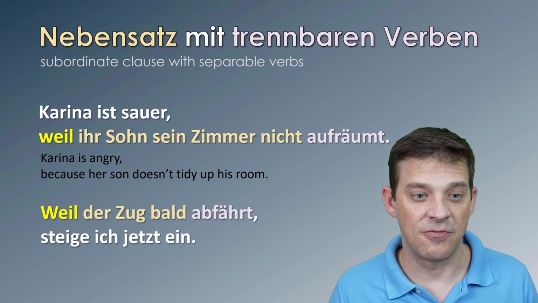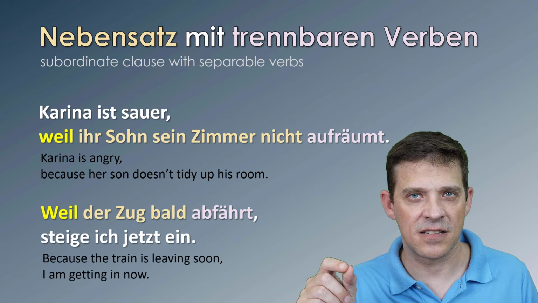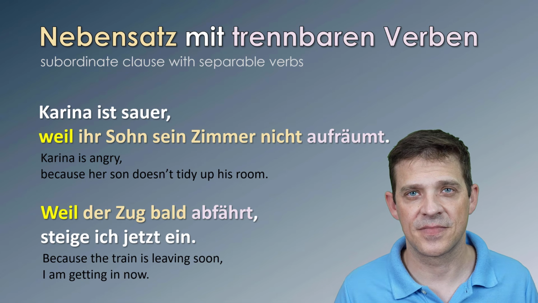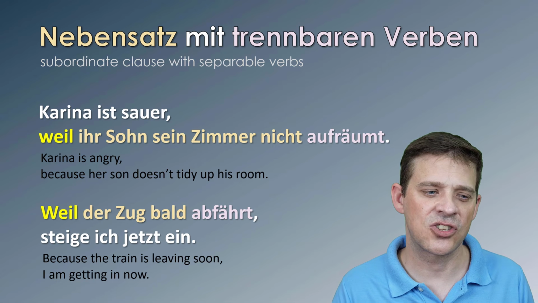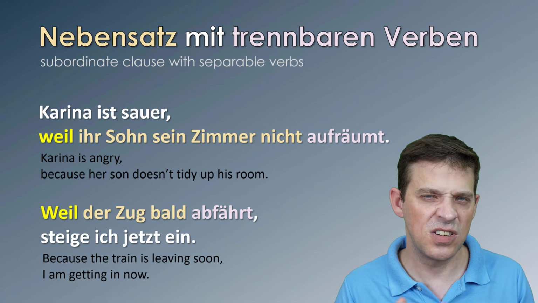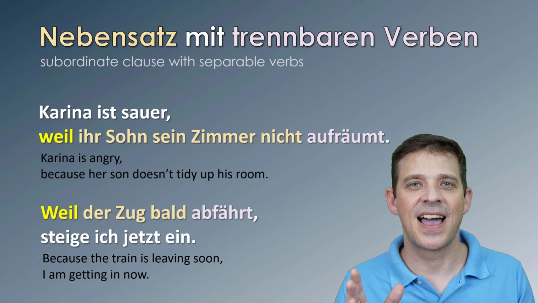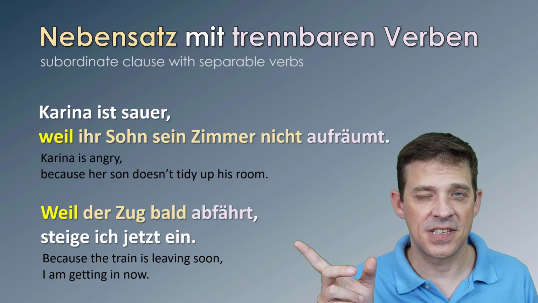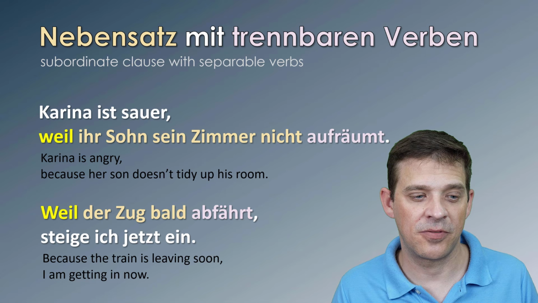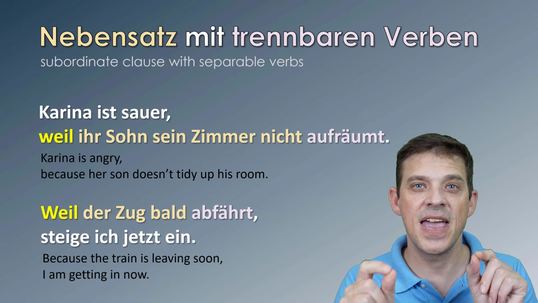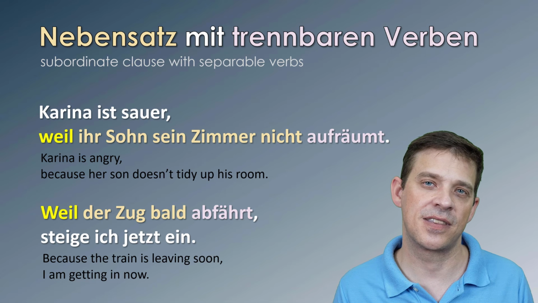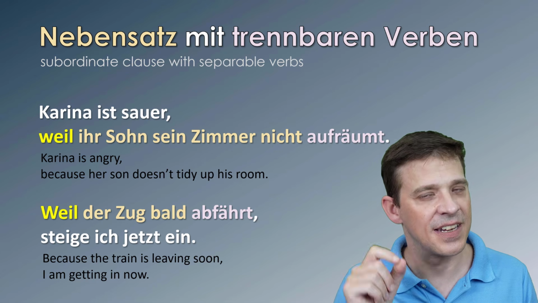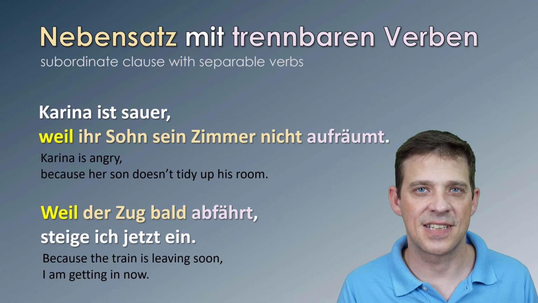We look at the second example. Weil der Zug bald abfährt, abfahren ist ein trennbares Verb, steige ich jetzt ein. Because the train is leaving soon, departing, I'm getting on now. Here I took this example because in the main clause you see another separable verb. Dann steige ich jetzt ein. In the main clause you always have to separate this verb. But in a subordinate clause, like here, it is at the end, but it's not separated.